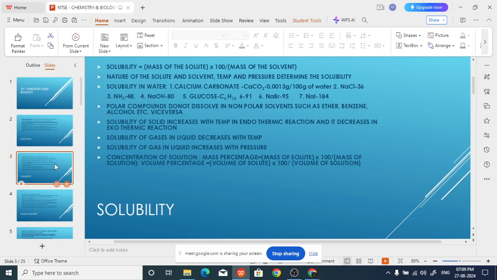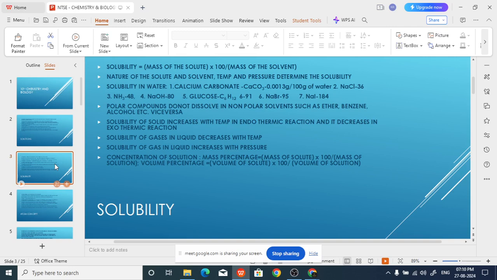Nature of solute and solvent, temperature and pressure determine the solubility. What will determine the solubility of a solute in a solvent is the nature of the solute, the nature of the solvent, temperature and pressure. All four will decide the solubility of a particular solute in a solvent. Solubility in water: calcium carbonate, written as CaCO3, is 0.013 gram per 100 gram of water. I think this is for the saturated solution, maybe.